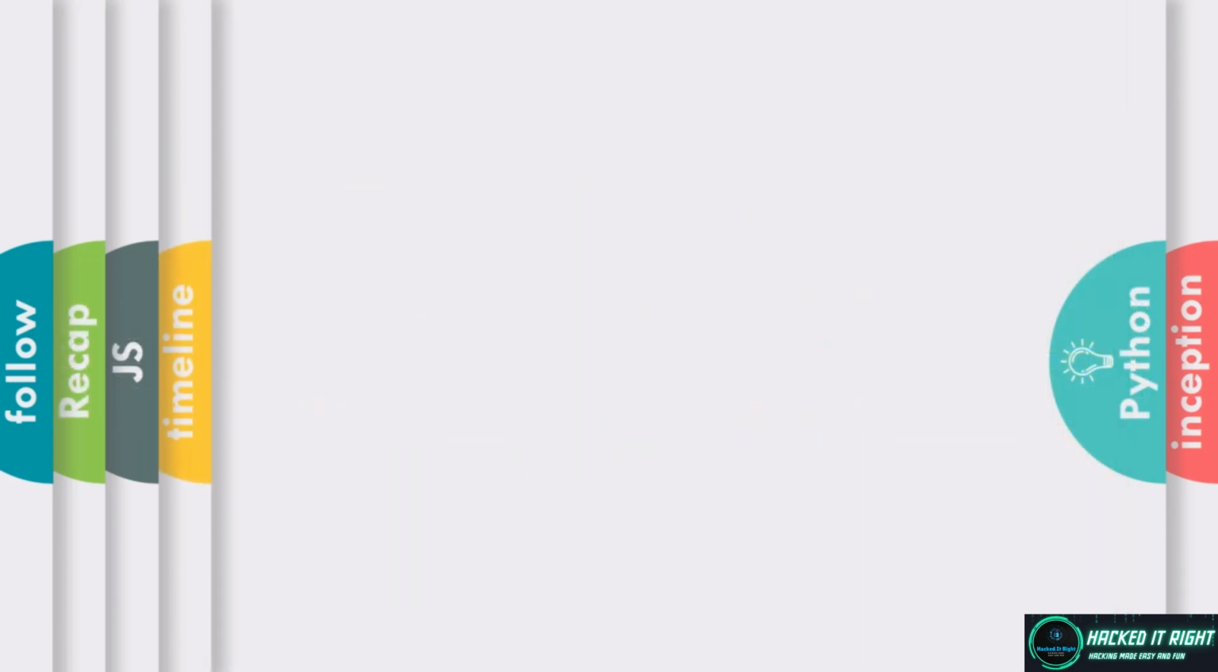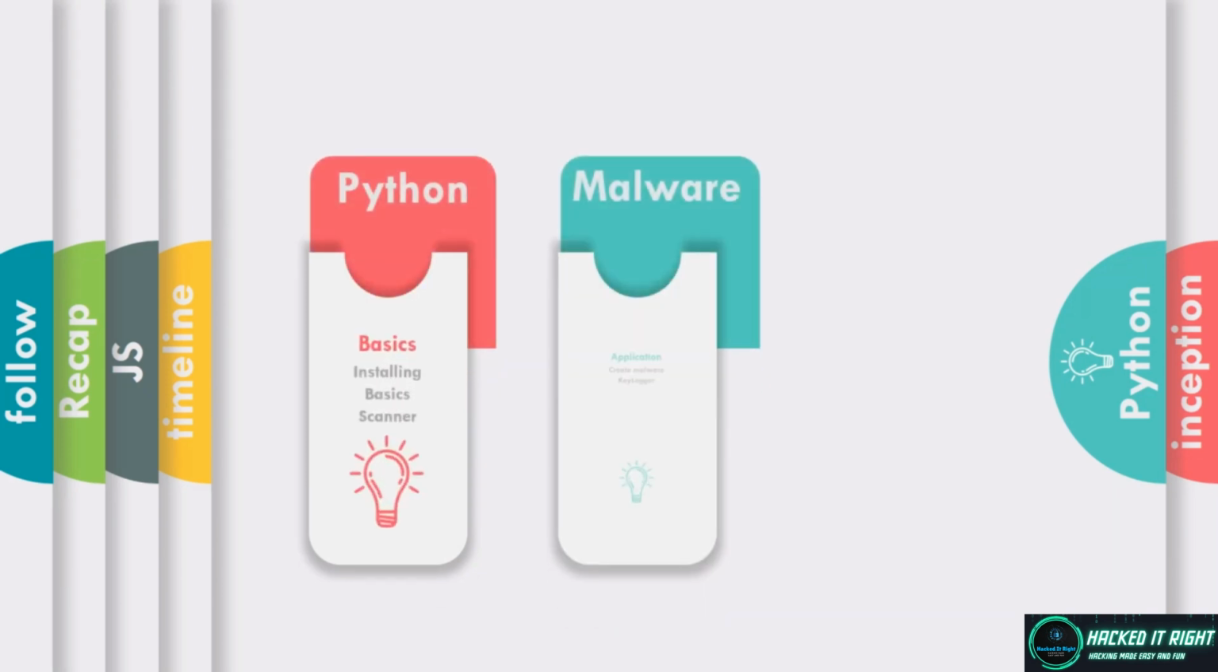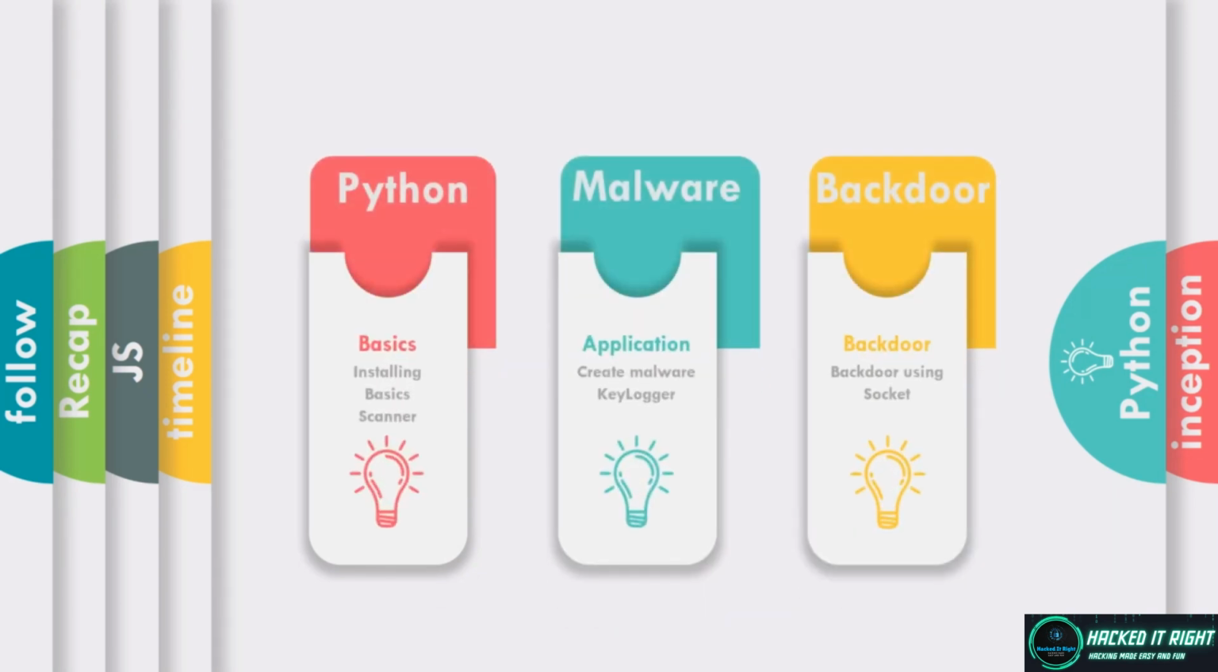After that, we'll jump to the Python lectures. We'll see how to install Python, the basics of Python, and we'll make a complete port scanner with the help of Python. We'll see how we can make malware and a keylogger with the help of the Python language. We'll see socket programming, which will give us an entire backdoor. We'll communicate with the client and get every piece of information that the client has with the help of socket programming.